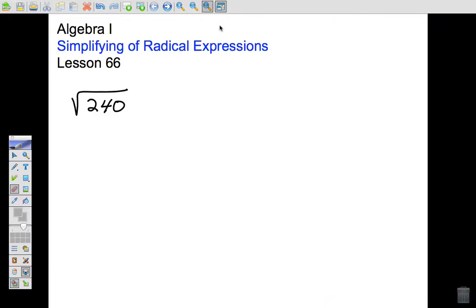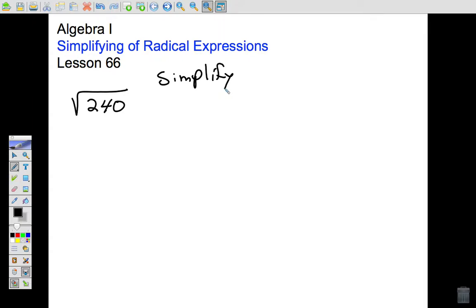Alright, lesson 66. We're going to talk about simplifying radical expressions, and this is very closely related to a topic that we've already done. You can see the example on the screen, the radical 240, or the square root of 240. What we're going to do on this example, which we've already done, is simplify this. And remember, we've already talked about how a radical is not simplified if the number has a factor that's a perfect square.